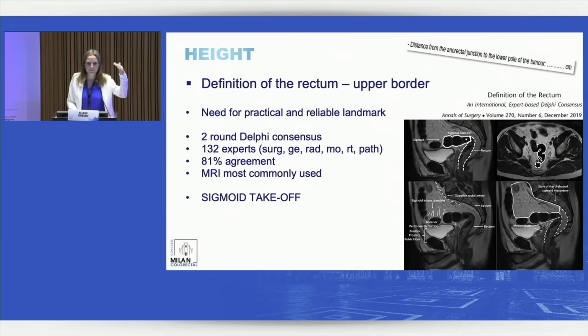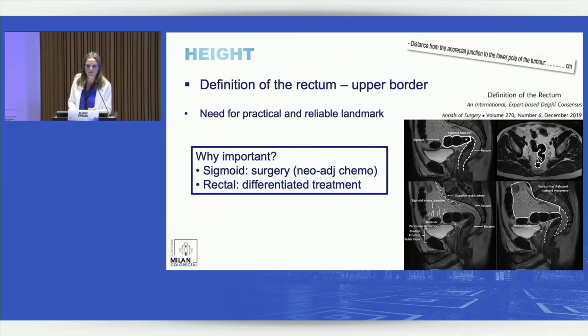The upper border at the other side was decided in a consensus meeting of experts, and has now already been in use for several years, and that's the sigmoid takeoff, which is also nicely seen on the MRI, and that's on the sagittal images where the bowel courses away from the sacrum to the ventral side of the body. And it is now in use in many centers, and it is quite reliable, but there might be some issues with it.